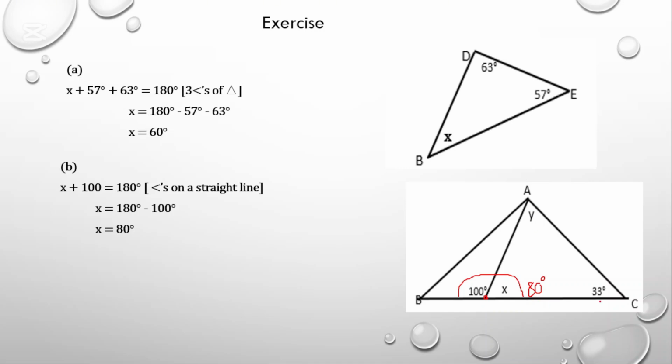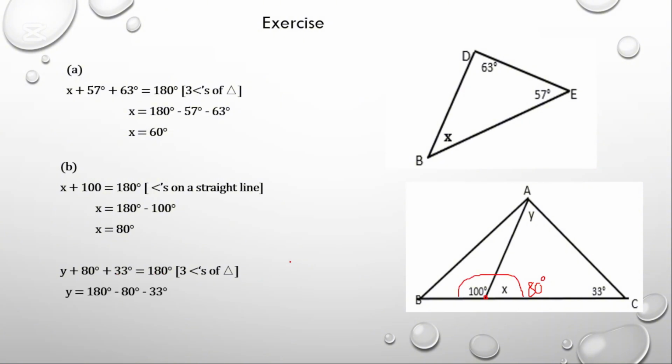So we have two known angles now. So it's easy to find the third one, because we know that y plus 80 plus 33 is equal to 180, three angles of a triangle, or the sum of the three angles of a triangle is always equal to 180. I write it out like an equation. Y plus 80 plus 33 equals 180, three angles of a triangle.